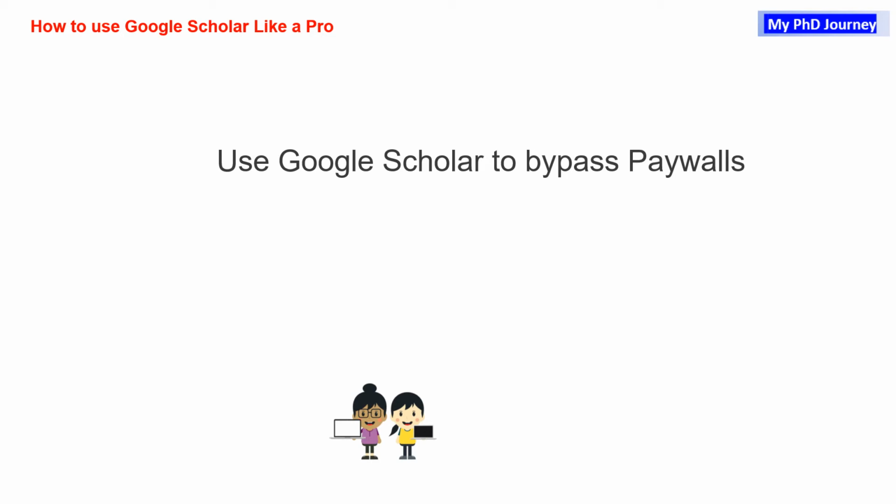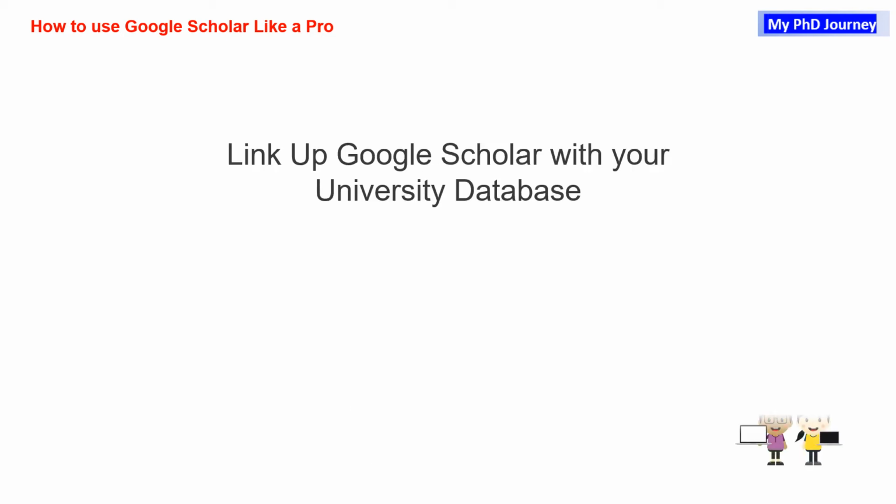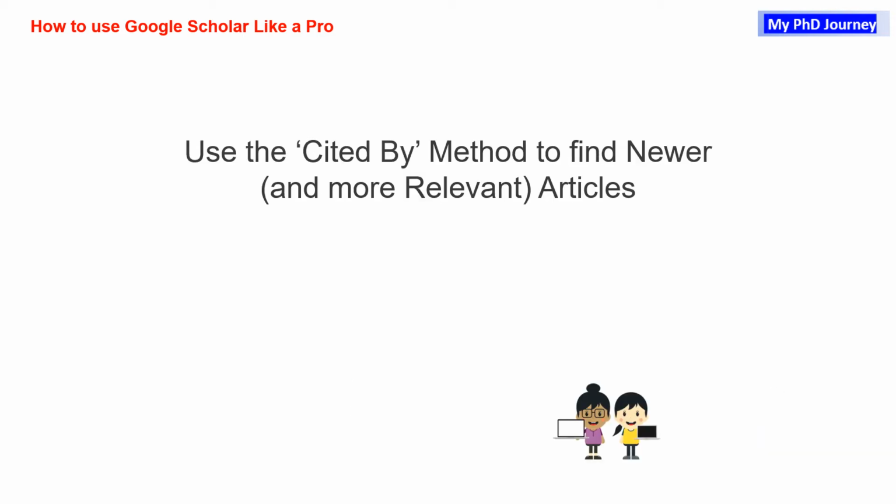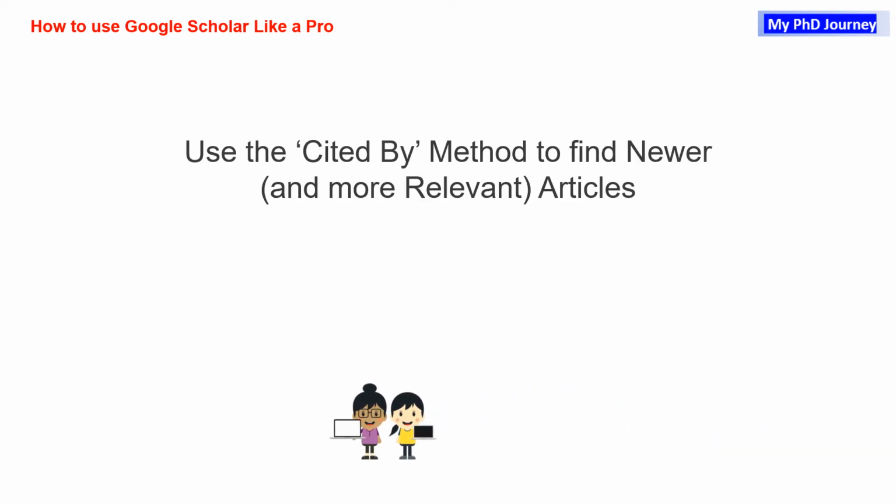Use Google Scholar to bypass paywalls. Link up Google Scholar with your university database. Use the Cited By method to find newer and more relevant articles.